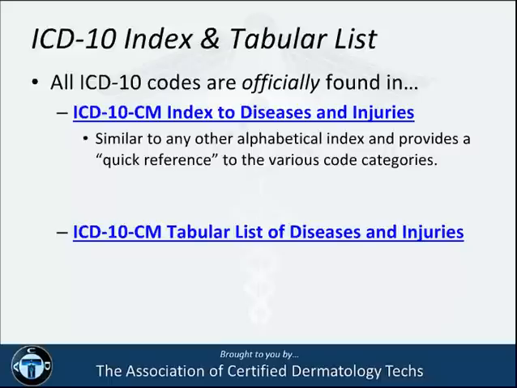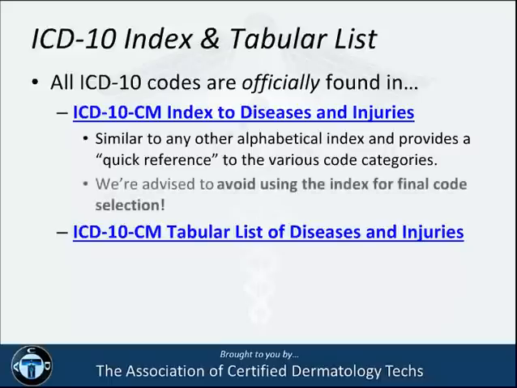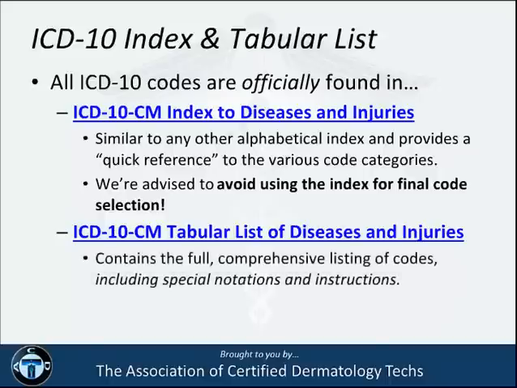However, the full listing of codes and instructions can only be found in the tabular list, and we are advised to avoid using the index for final code selection. Instead, we are asked to use the index to tell us where we should look within the tabular list. The tabular list contains the full comprehensive listing of codes and includes all special notations and instructions.